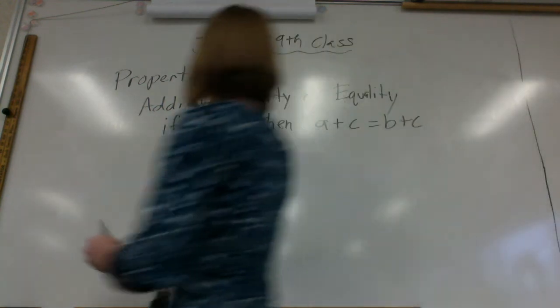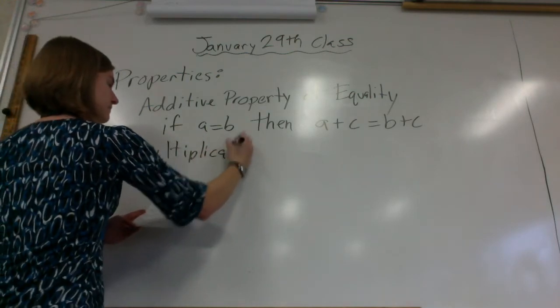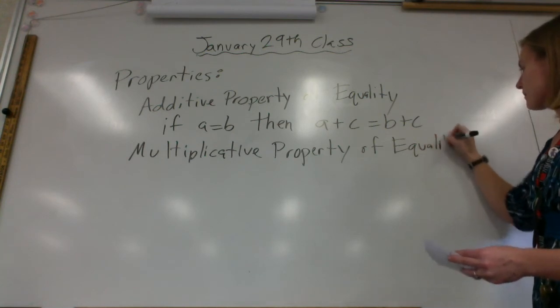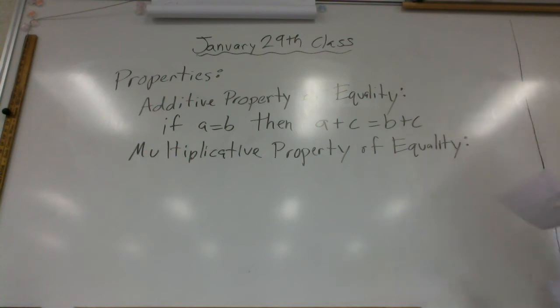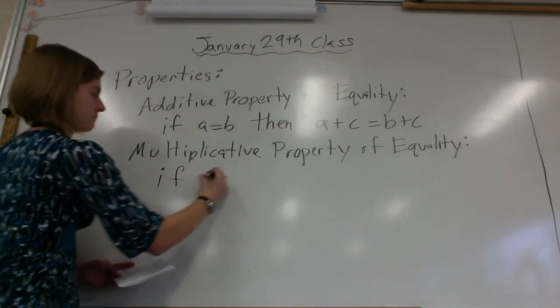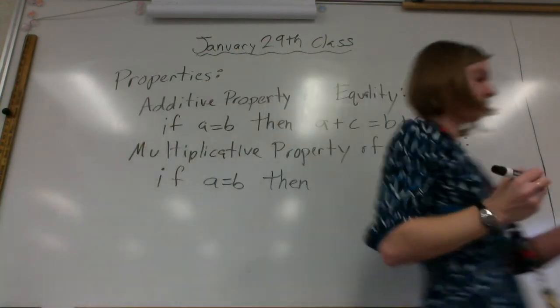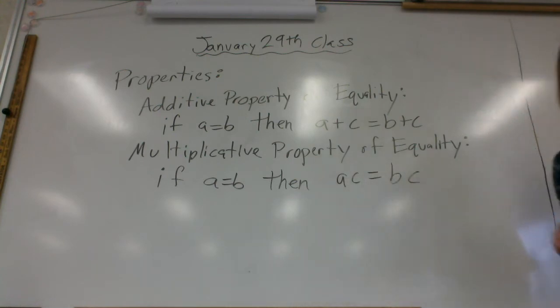Alright. Let's do one more. This one's very, very similar. Multiplicative property of equality. If A equals B, then it doesn't matter if I'm multiplying C by A or by B, because they're the same thing. So again, these are very, very simple properties, but if they throw these words at you, these names, I don't want you getting thrown off by what they mean.